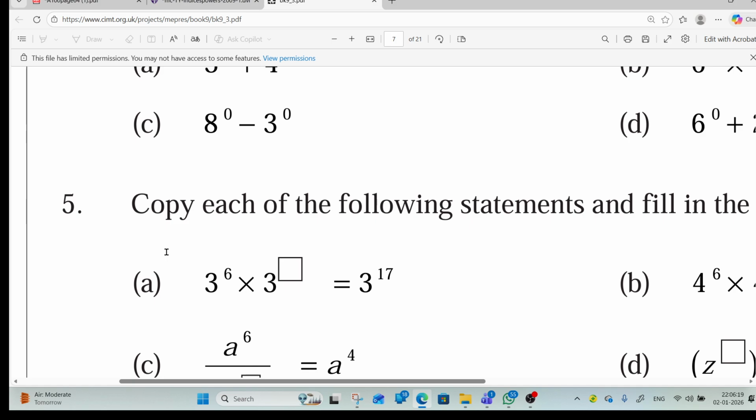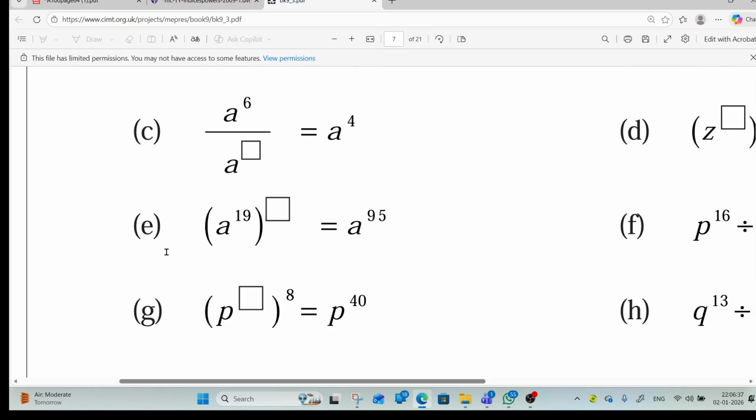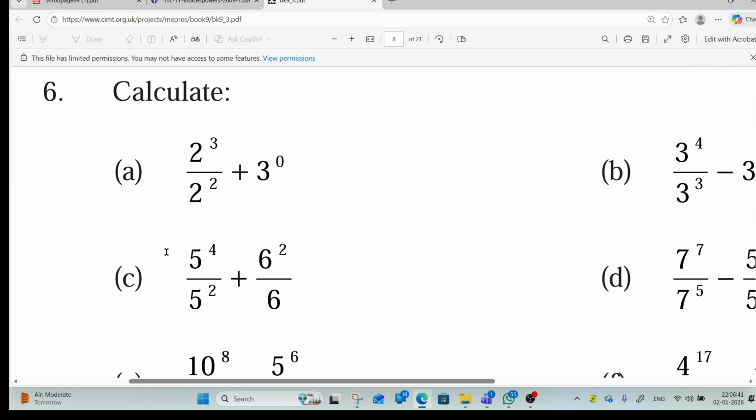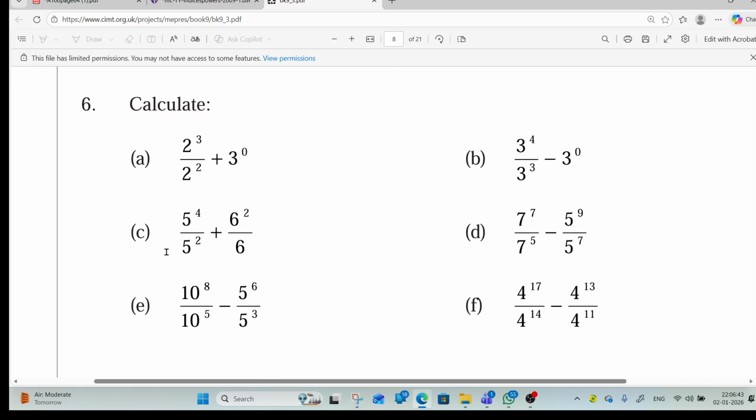Try this multiplication one, A. 11. Very good. 11 plus 6 is 17. So it should be 11. Very good. Absolutely correct. Let's try these questions.